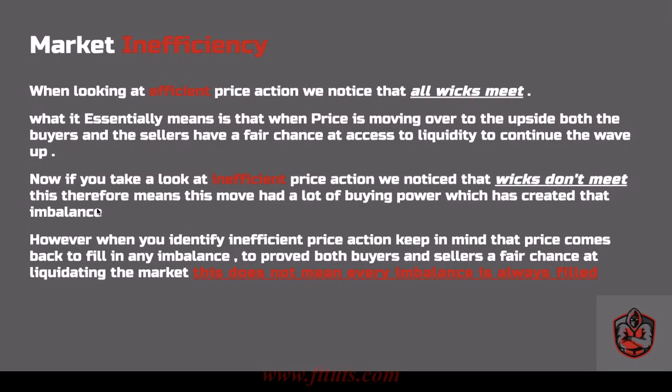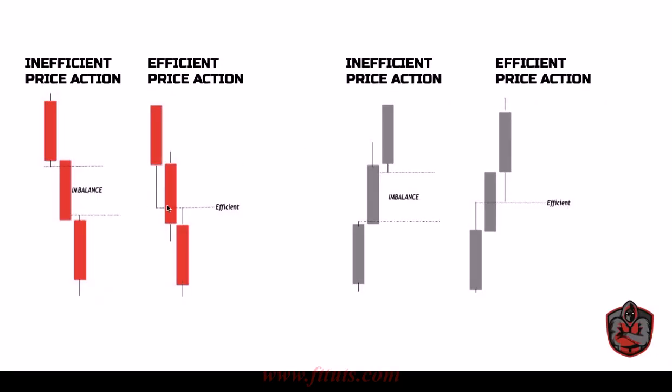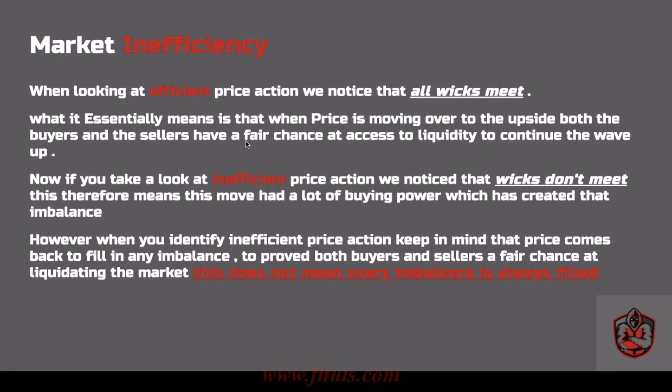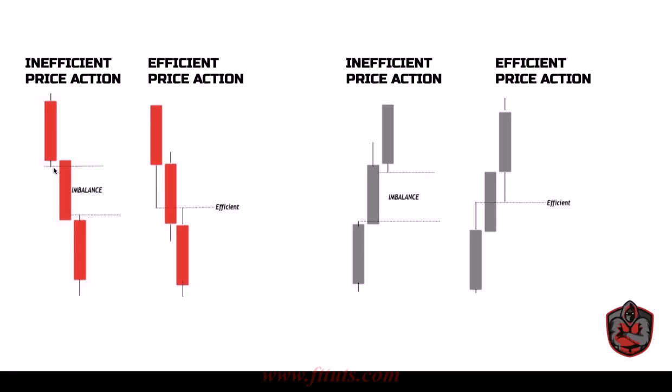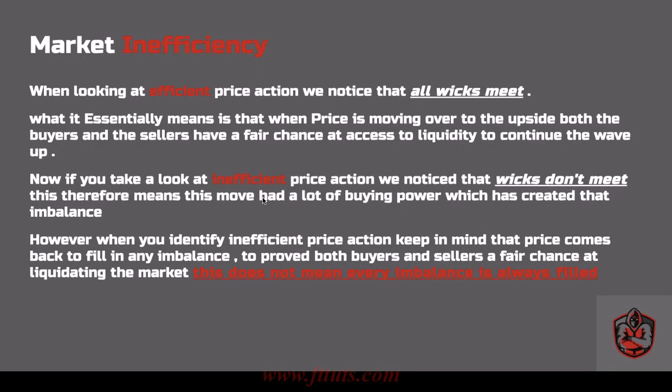So now if I go back and read over it again, I hope it makes sense. When looking at efficient price action, we notice that all wicks meet. Just like the example here, the wicks meet, right? What that essentially means is that when price is moving over to the upside, both buyers and sellers have a fair chance at access to liquidity to continue the wave up. Now, if you take a look at inefficient price action, we notice that the wicks don't meet, just like the example. The wicks don't meet, right? This therefore means that this move had a lot of buying or selling power, which has created that imbalance.